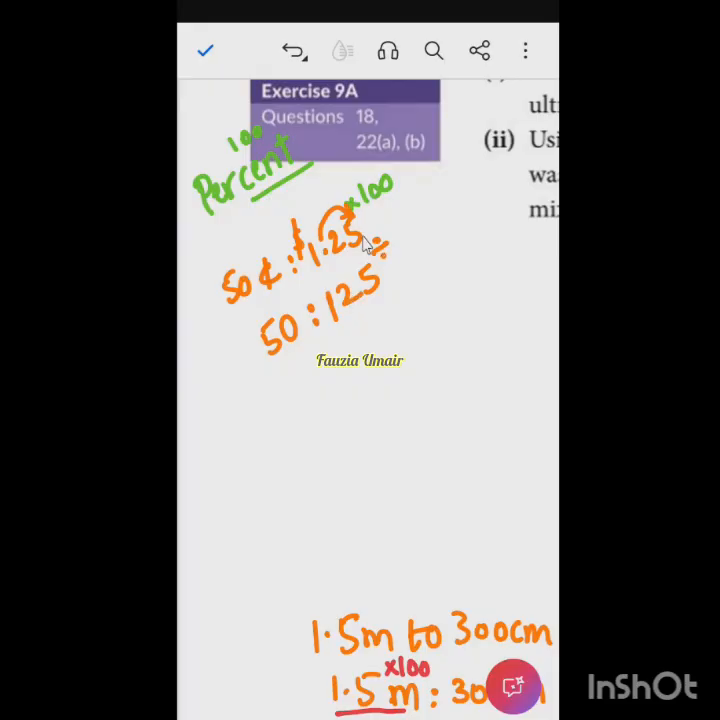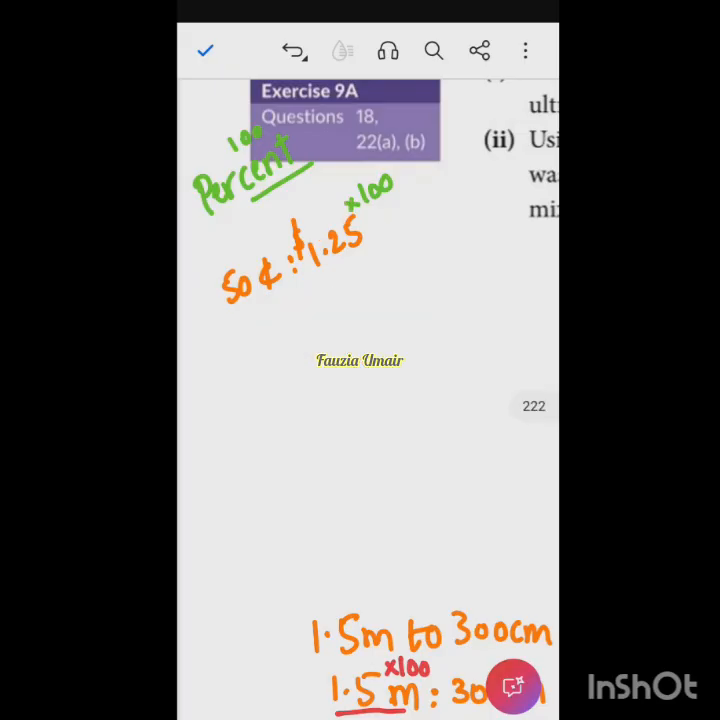We have converted them into the same unit. Now we can just simplify. Divide by 25. Very good. So what will this be? 25 twos are 50, so 2 ratio 5. Very good. 2:5 is your answer of part 3.